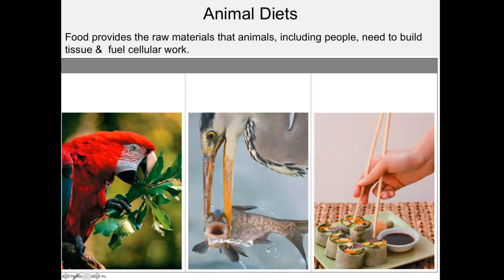Some animals are carnivores, and so they only eat other animals. And so you can see a picture of a carnivore here. And then we have omnivores, which are animals that eat both plants and animals. I'm an omnivore, I'll eat both plants and animals. And so you want to know those definitions.